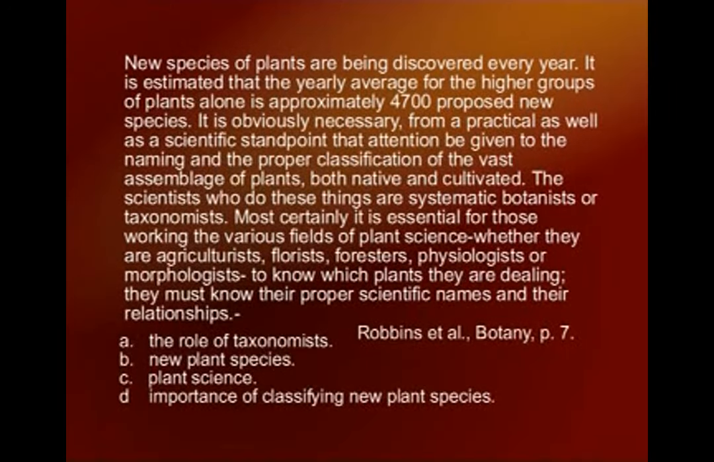Now, there are four possible answers given at the end. A, the role of taxonomists. B, new plant species. C, plant science. D, importance of classifying new plant species. In the paragraph you have just read, the author is describing the importance of naming and classifying plants. This is the topic of the paragraph. Of the four choices given to you, choice D is the correct answer.